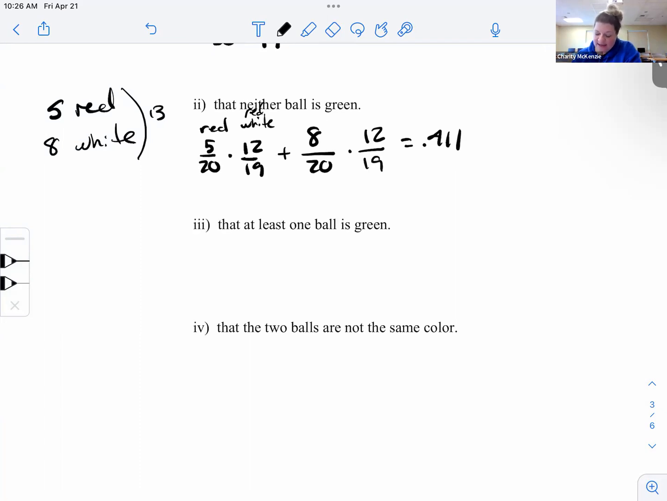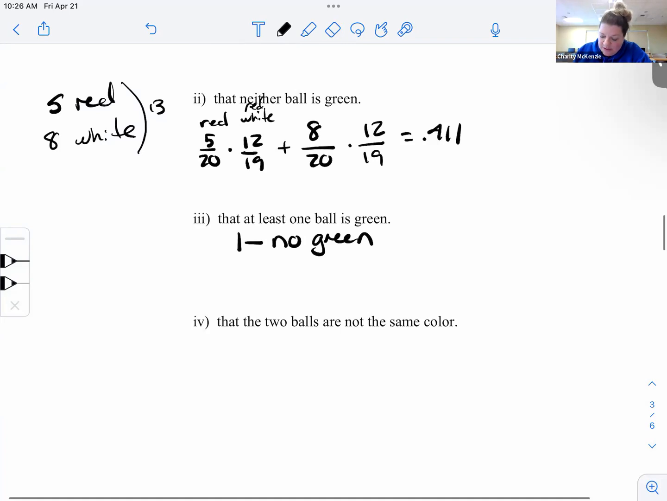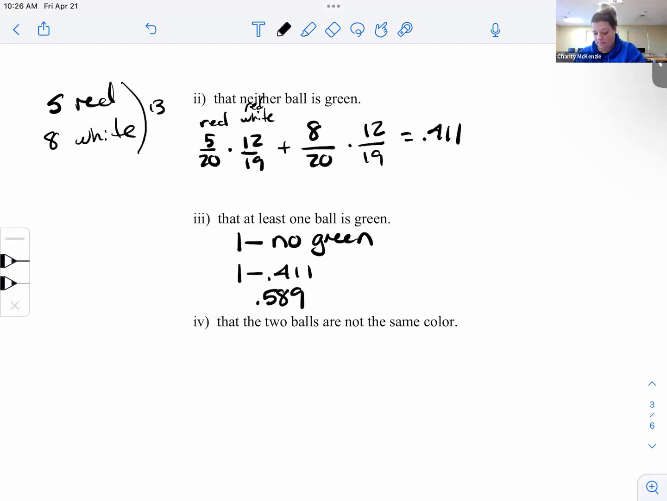So 3 dots, at least one ball is green, right? At least one, then I have to do the probability of no green. So it's going to be 1 minus no green. That's the only way to do at least. At least one, we have to do 1 minus. So this would be 1 minus the 0.411 that we got, which is 0.589, which we just got from right here.